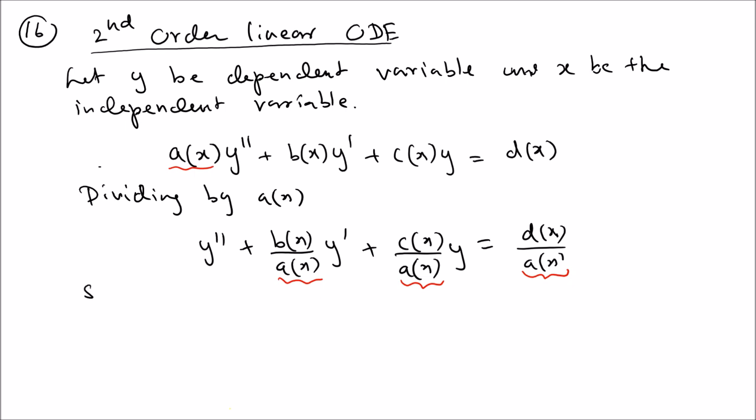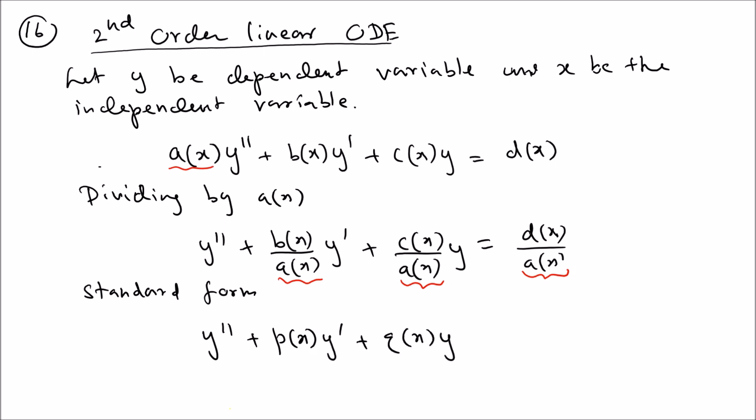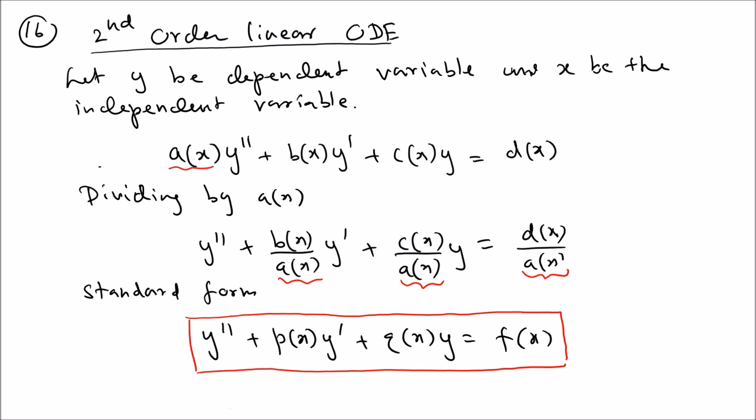So with that, we have the standard form: y double prime plus p(x) y prime plus q(x) y equals f(x). This is what we normally call the standard form. Because we know that a(x) is not completely zero, we can always do that. It can be zero at some points, but we can remove those points, what we normally call the singular points.